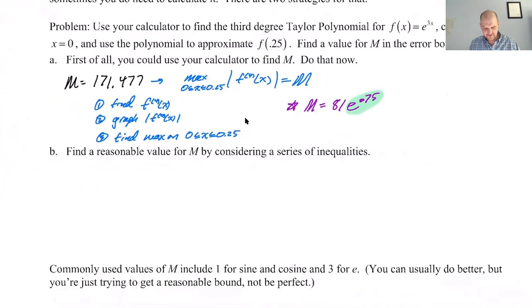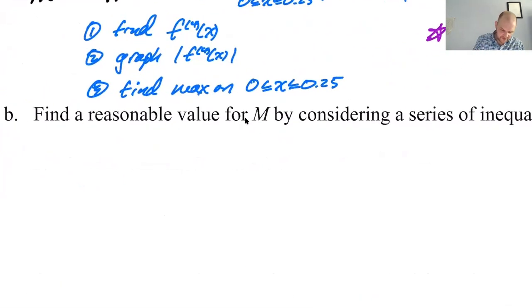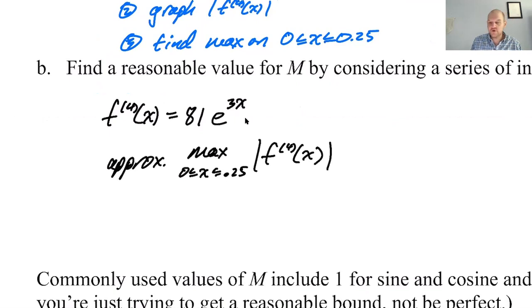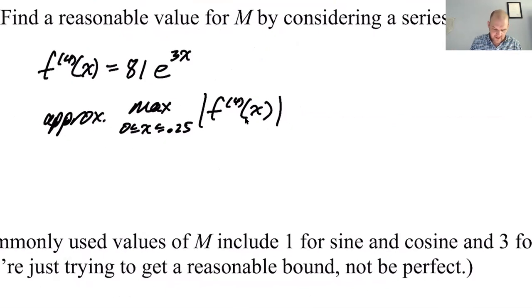Here's how you're actually going to do this. So the fourth derivative, this is our actual way that we would do this by hand. The fourth derivative is 81 e to the 3x. So what we're trying to do is approximate, or put a bound on, the maximum on 0 to 0.25 of the absolute value of the fourth derivative. That's our goal. That's what we're going to use for m.